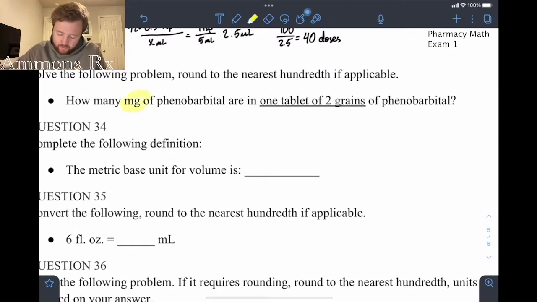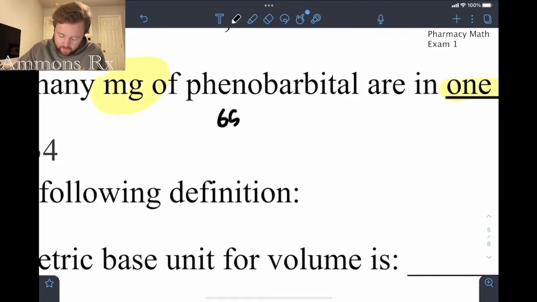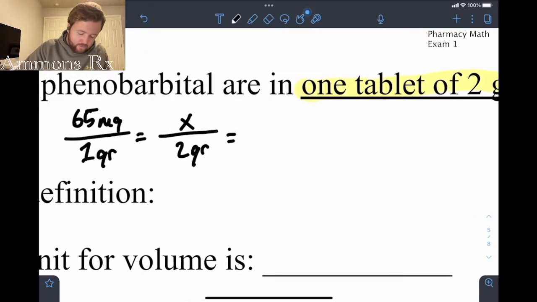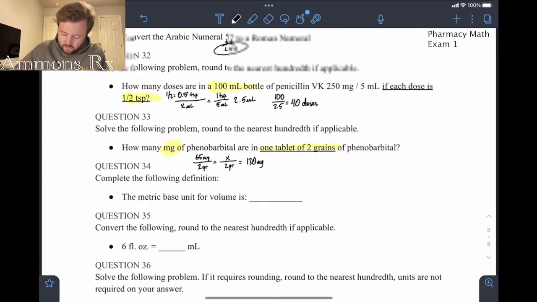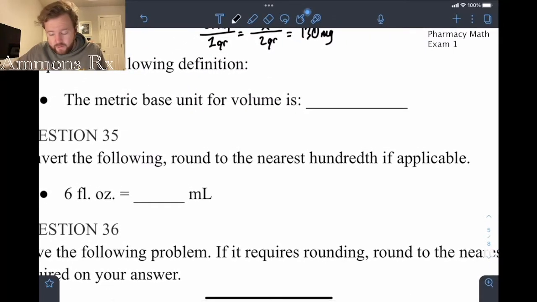How many milligrams are in one tablet of 2 grains? So basically you're asking how many milligrams is 2 grains. There is 65 milligrams in 1 grain. How many are in 2? 65 times 2, 130 milligrams. Metric base unit for volume, like I said, we're talking about base units. It's going to be liter.